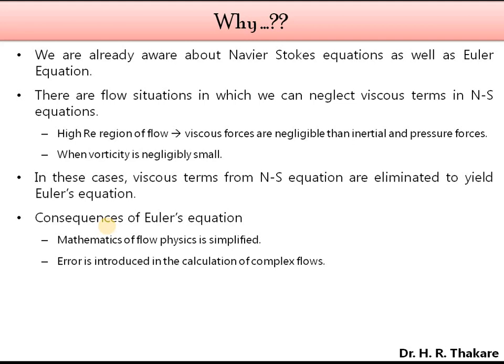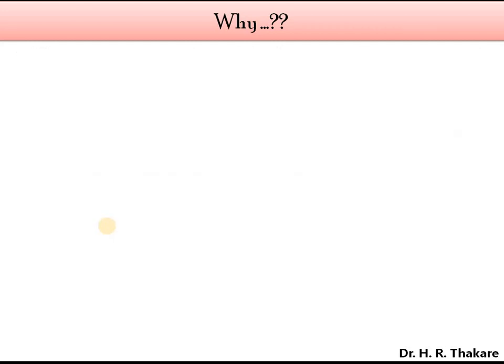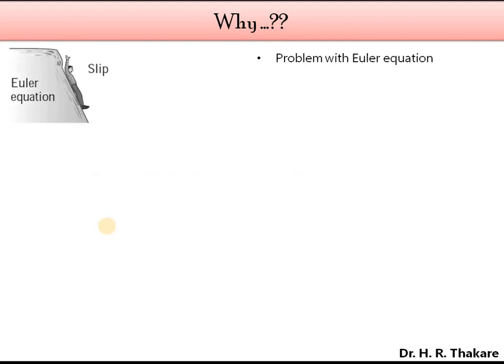But in case of complicated flow scenarios, error is always introduced if we use Euler's equation. Euler's equation is good for simplified flows, but not for complicated flows. If this error is piled up, meaning it is built up onto each other, then automatically the final solution will deviate from the original or correct solution. So until now we have seen the problem with Euler's equation.